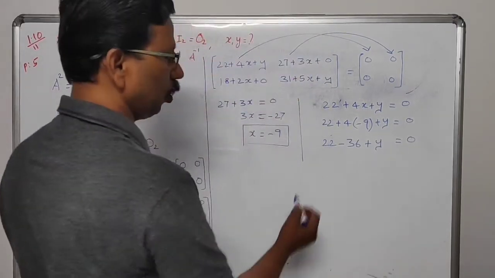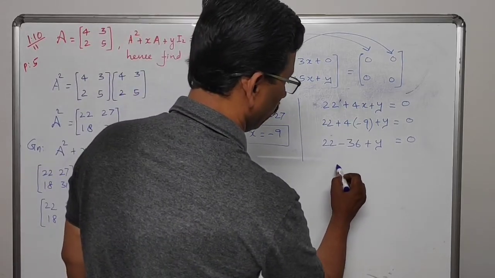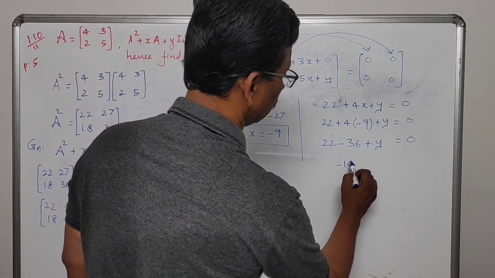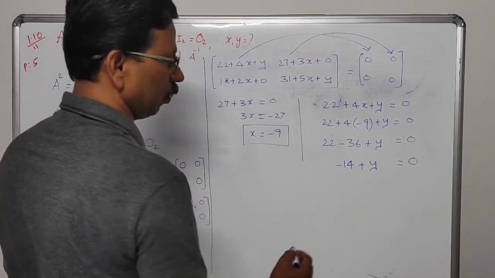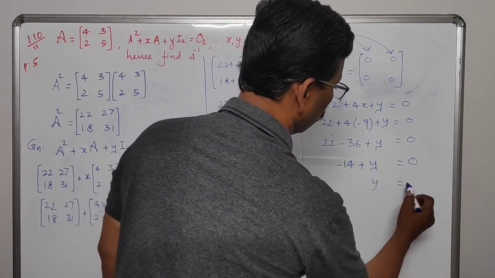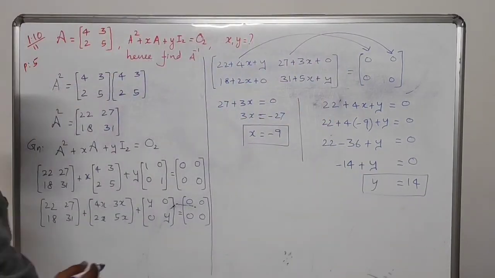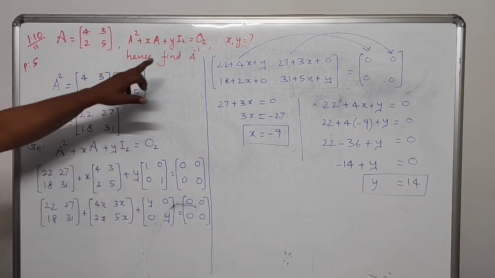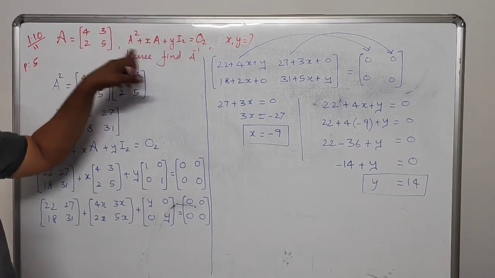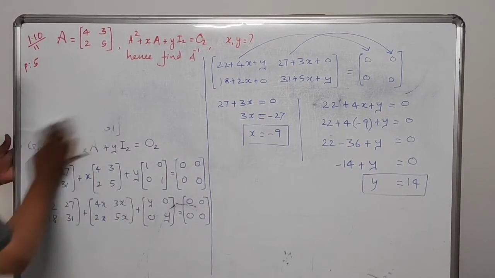Now 22 minus 36 is equal to minus 14, plus y is equal to 0. Now y is equal to plus 14. Now we got x value and y value. After finding x value and y value, we can find A inverse with the help of this result. Therefore, we can go for finding this one, A inverse.